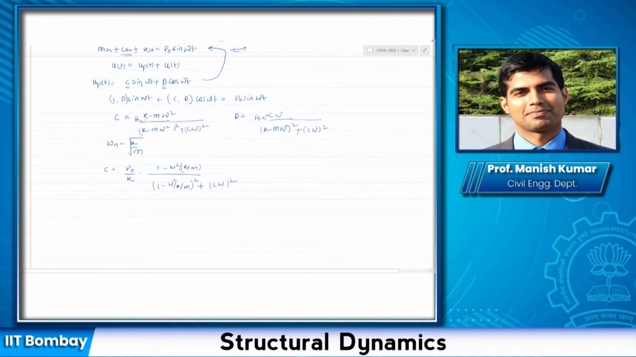Now, you also need to know, remember, we said that the damping ratio is c by c critical, which was c by 2 m omega n, correct?